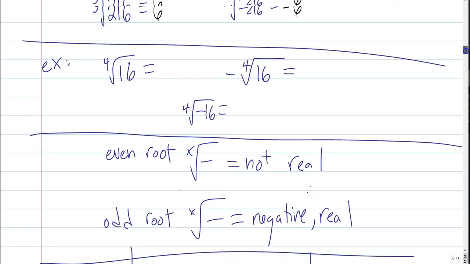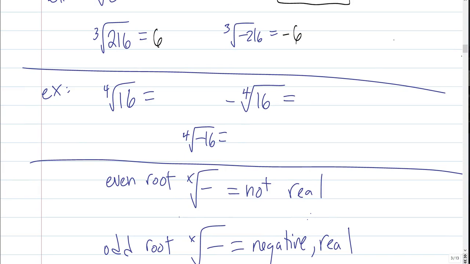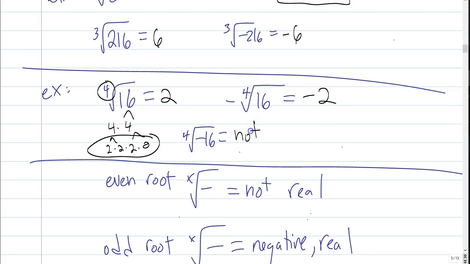What about a fourth root? What is the fourth root of 16? Well, 16 is 4 times 4, 2 times 2 times 2 times 2. I'm now looking for groups of 4. This has 4 things. So the fourth root of 16 would be just 2. The negative fourth root of 16, negative 2. The fourth root of negative 16 is not real. How do we know? I cannot have 4 negatives make a negative. I can't have 4 positives make a negative.